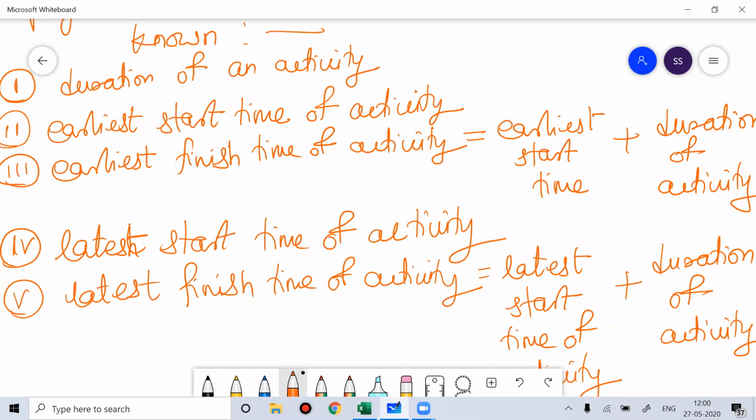Latest finish time of the activity is equal to the latest start time of the activity plus the duration of the activity. Now, I hope you are getting confused with the theoretical terms I'm using. Let me explain with an example, then you can understand.